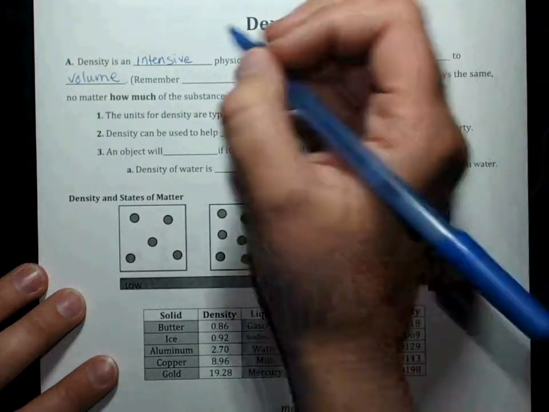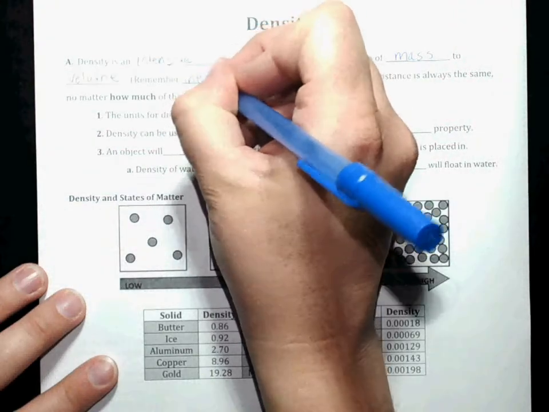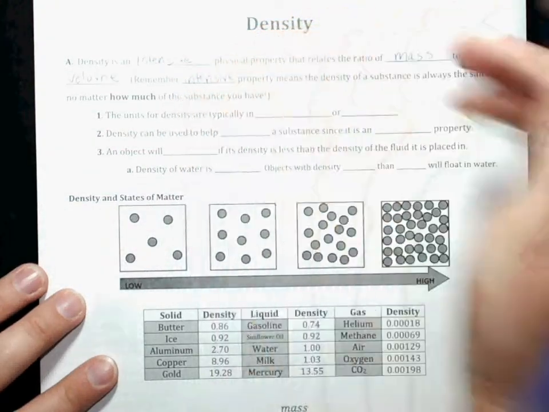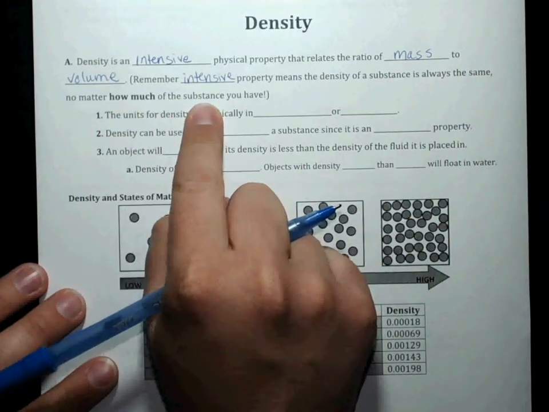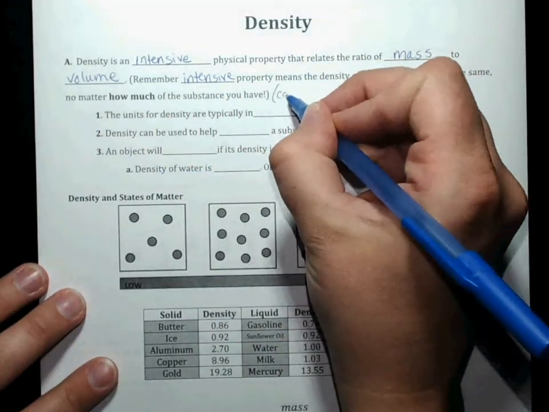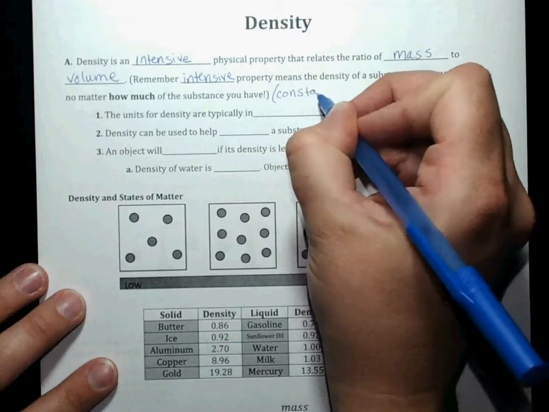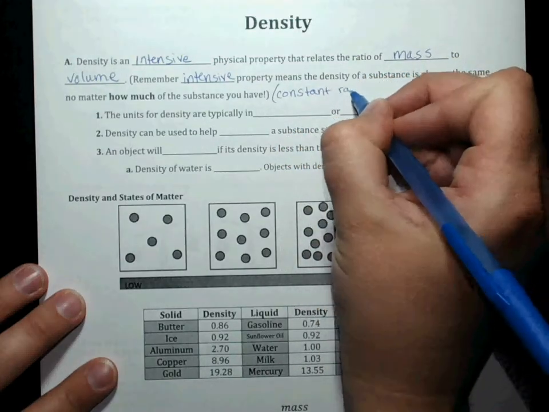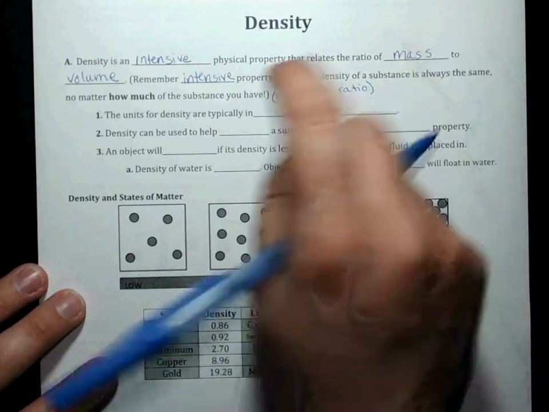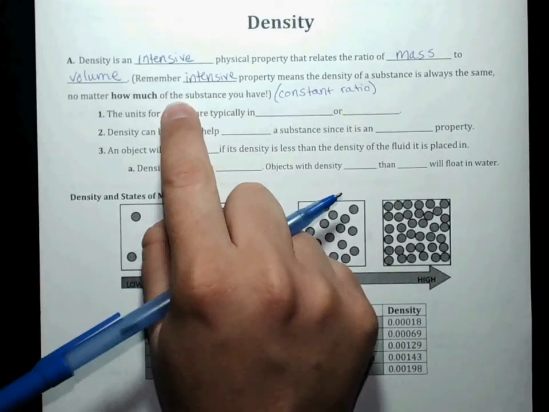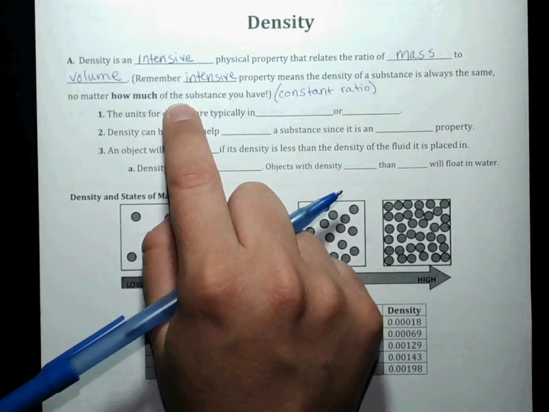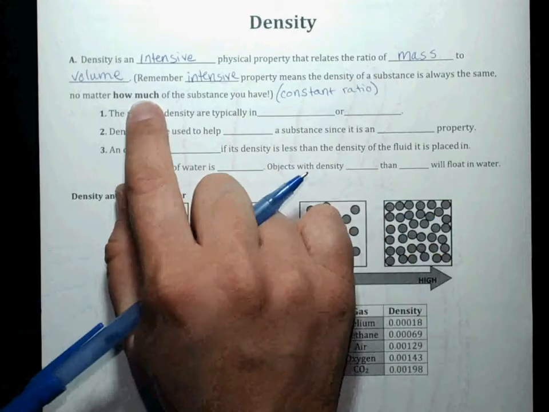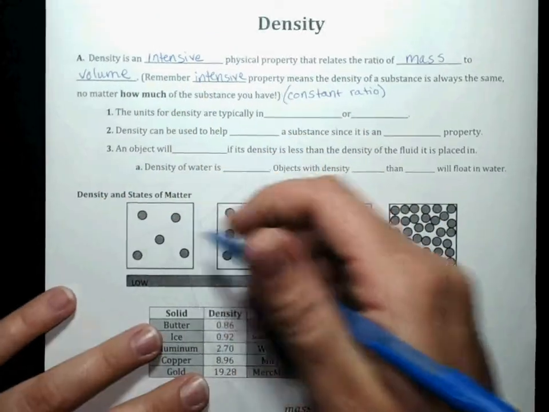Remember that an intensive property means that the density of a substance is always the same, no matter how much of the substance you have. It's a constant ratio. So the density of water is always 1 gram per milliliter, whether you have a lake full of water or a single drop of water. Its mass and volume are always going to have that same ratio.